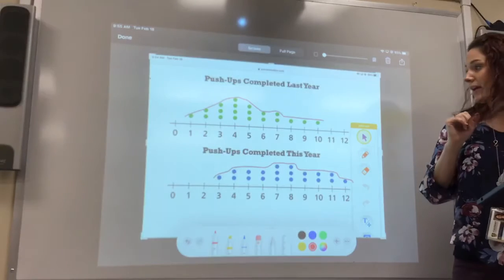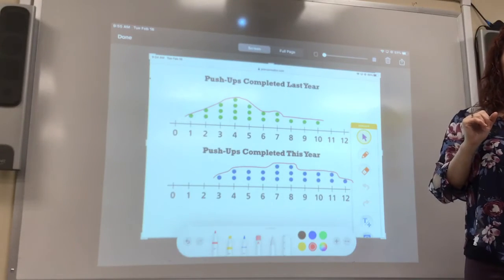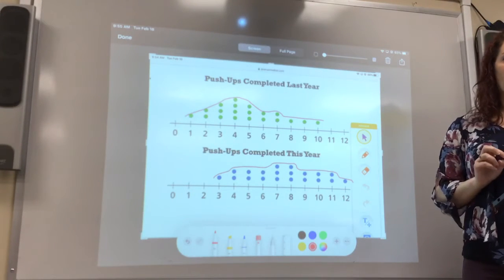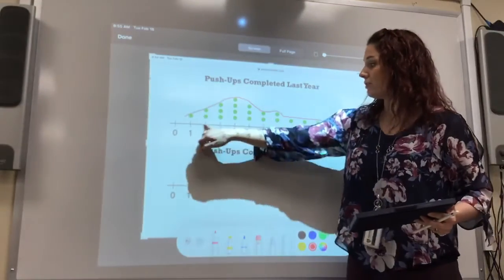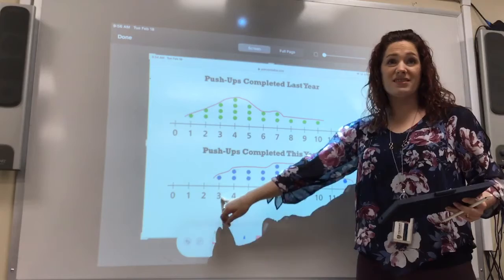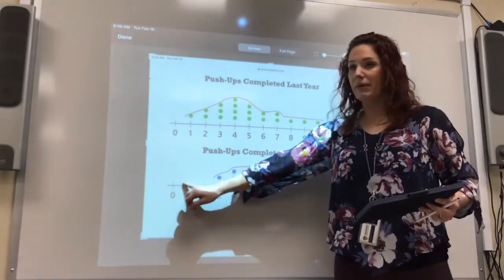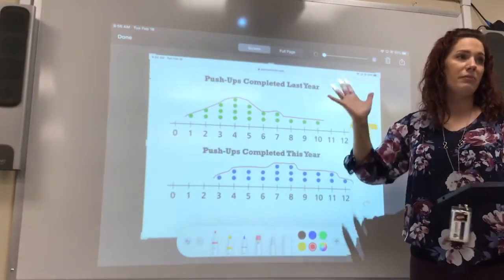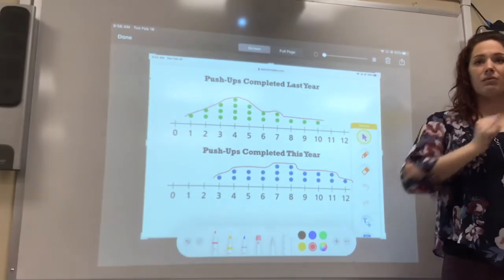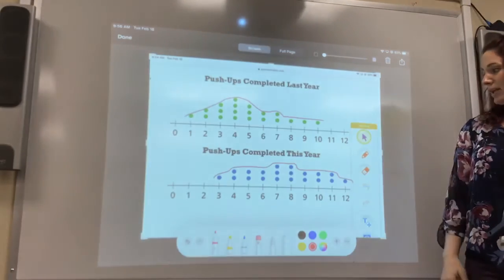Does it look like everyone made progress? Yes, it does look like that, because last year we had 1s and 2s. Now our lowest is a single 3. So nobody made 1s and 2s. The lowest ones definitely had to have made improvement because our minimum got raised. So it looks like everybody made progress.